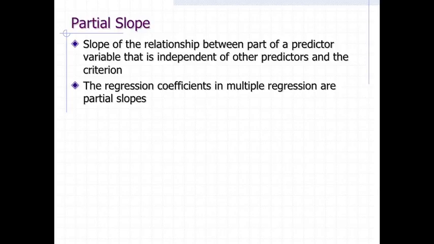The slope of the relationship between the part of a predictor variable independent of other predictor variables and the criterion is partial slope. Thus, the regression coefficient of 0.541 for high school GPA and the regression coefficient of 0.008 for SAT are partial slopes. Each partial slope represents the relationship between the predictor variable and the criterion holding constant all the other predictor variables.